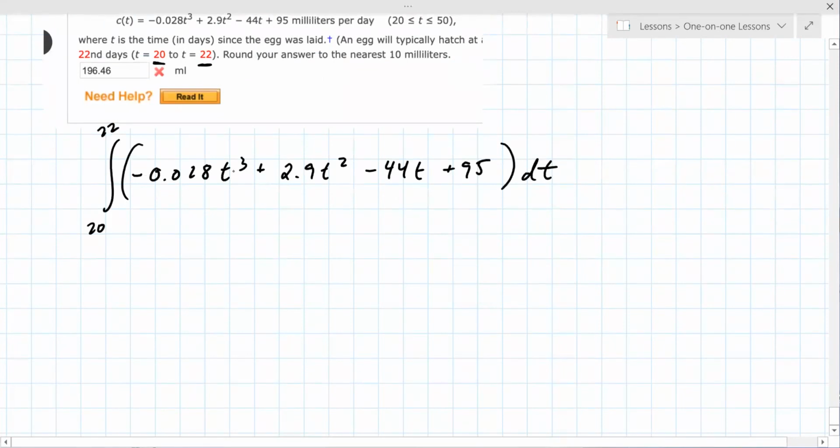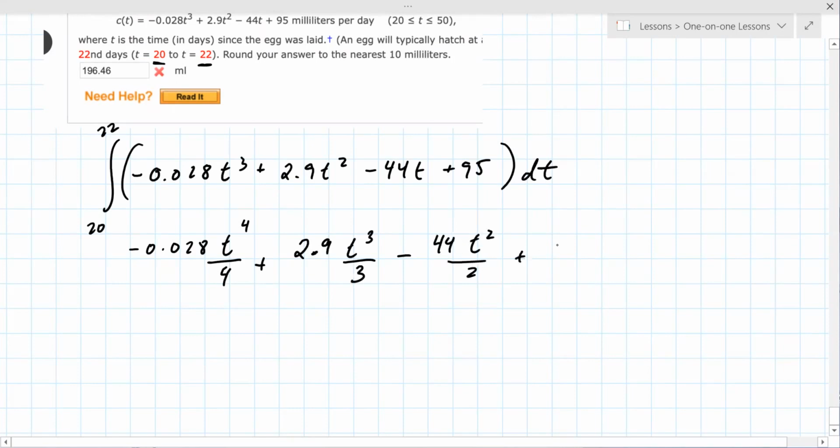All right, so it's power rule. So for each of these, you're going to write the coefficient, and then you add 1 to the exponent. So it's 0.028 over 4, and that's t to the 4th, t cubed over 3, t squared over 2, and then the last one doesn't have a t, so you write a t, and you're evaluating it from 20 to 22.